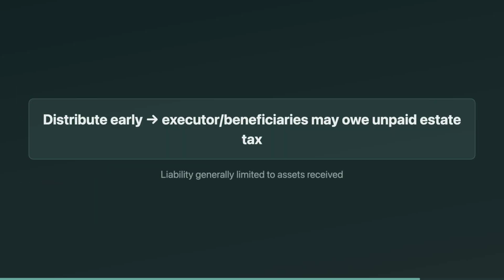Picture this: the executor hands out stock and cash, then later discovers a Form 706 filing requirement and estate tax due. That's when what can go wrong becomes personal. If you distributed assets before determining and paying the tax, you may have to make the IRS whole up to what you distributed. The clean process is boring but safe. Inventory and appraise, determine filing requirements, file and pay, then distribute. Boring is good on this topic.